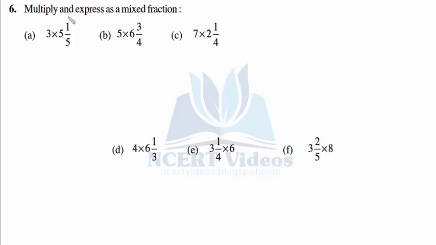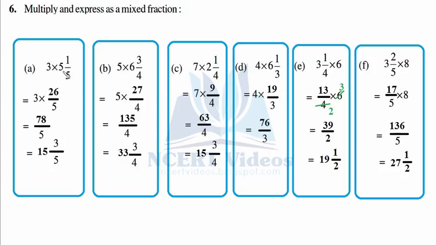6th, multiply and express as a mixed fraction. So first of all you have to multiply them, and then you have to represent them in terms of mixed fractions. So first we will write 3 into as it is. Now we will open it. 5 5s are 25, plus 1 is 26 over 5. Now we can multiply it.